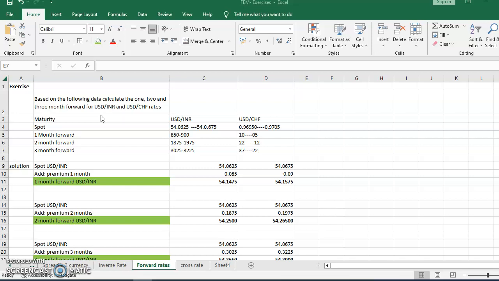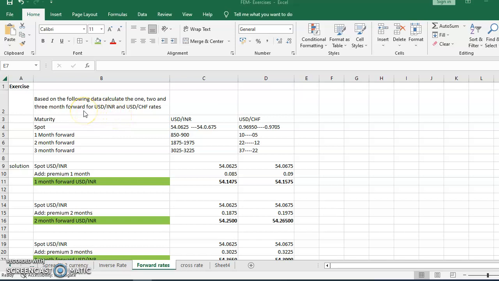Now, in this case, they've asked you to calculate the 1, 2 and 3-month forward rate. A forward rate, as I said, is a contracted price for any given transaction that the parties to the transaction will have to agree upon for a particular date in the future. So buyers and sellers use the forward rate to cover themselves or to hedge risks, or to find out the kind of price fluctuation that exists in the goods that you would want to sell in the future.